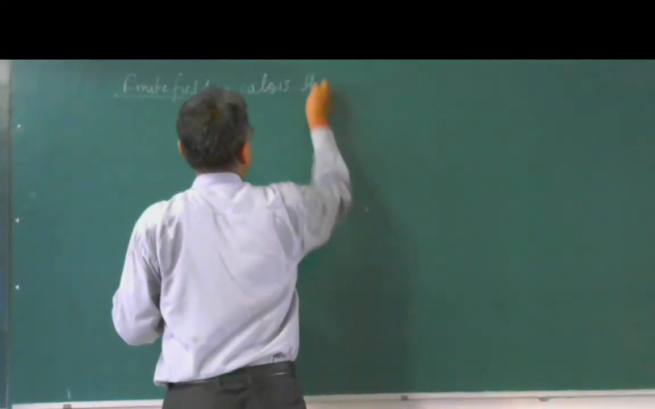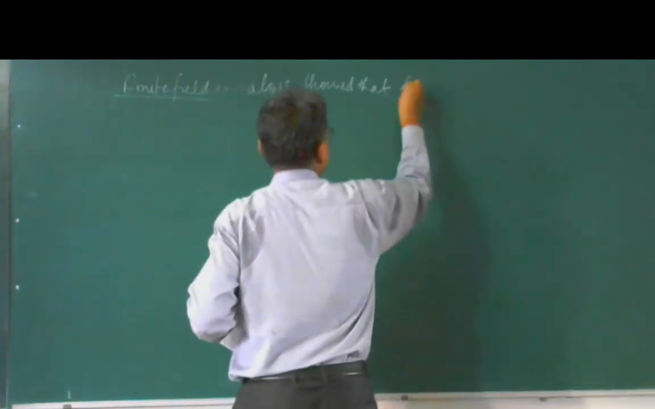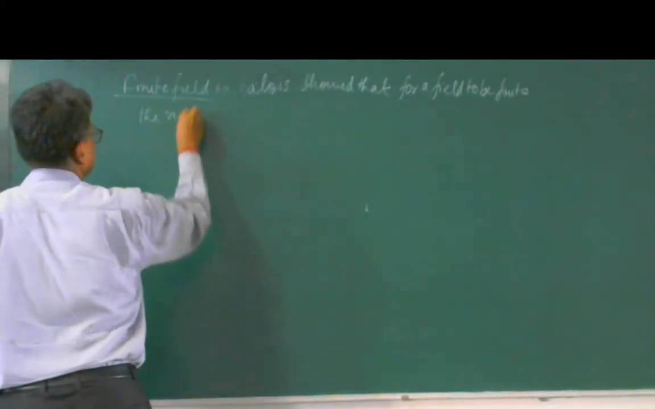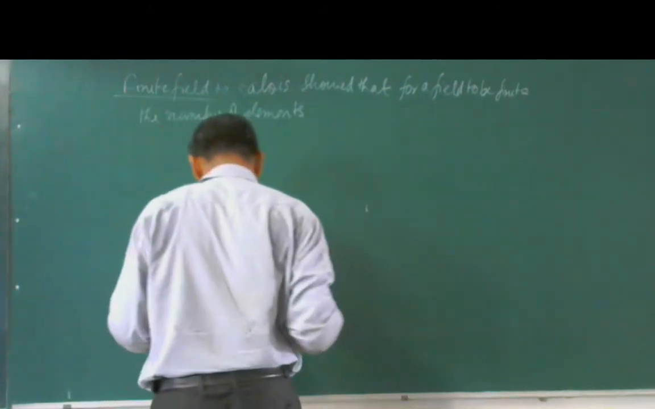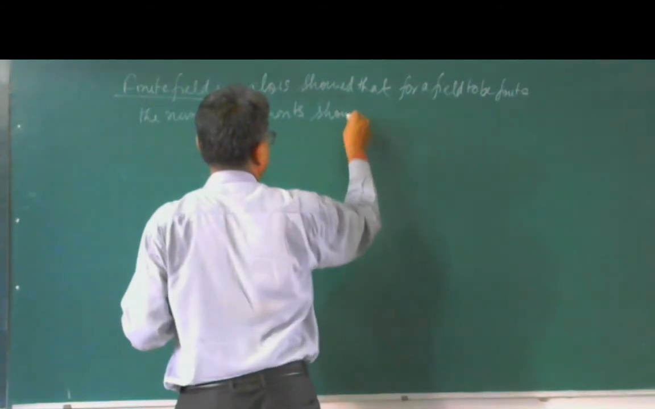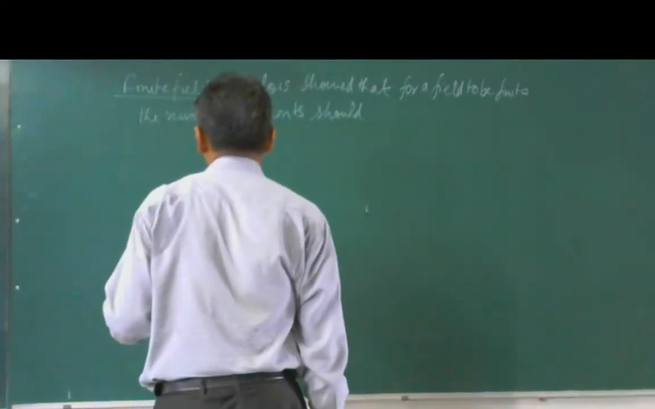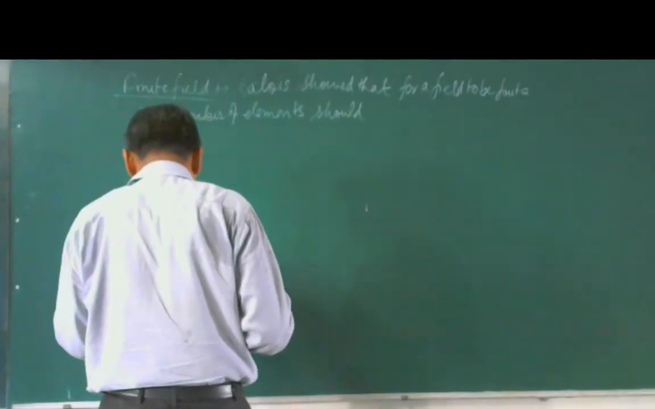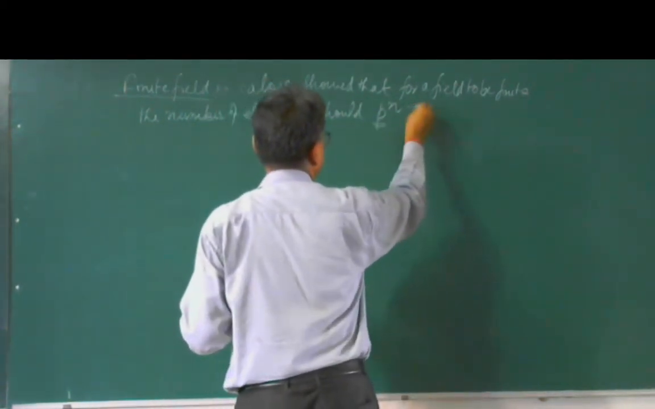Galois showed that for a field to be finite, the number of elements should be... Galois had a hypothesis, based on which a field can be called finite if it has a finite number of elements. For a field to be finite, the number of elements should be p to the power n, where p is a prime number and n is a positive integer.